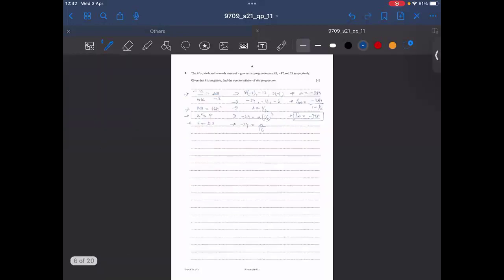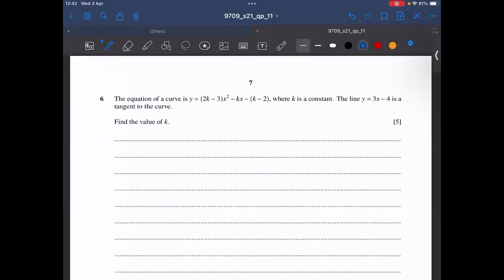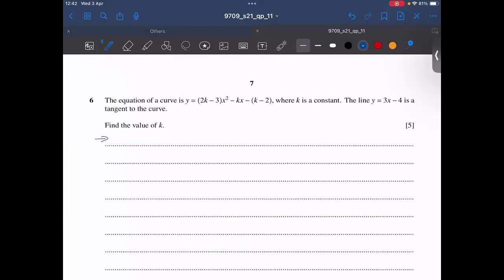Is there any other part of this question? No. Okay. What are you supposed to do in this, Ms. Iman? You've been given the equation of a curve and the equation of a line. You've been told that the line is tangent to the curve. So you're going to be first solving them simultaneously to get the final equation.